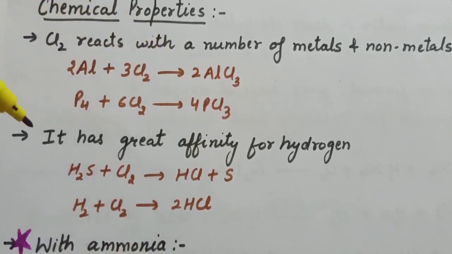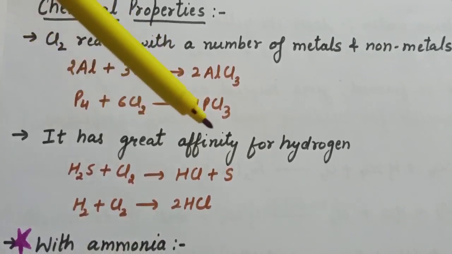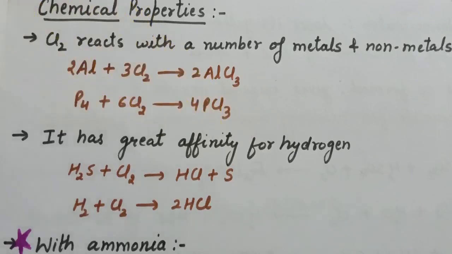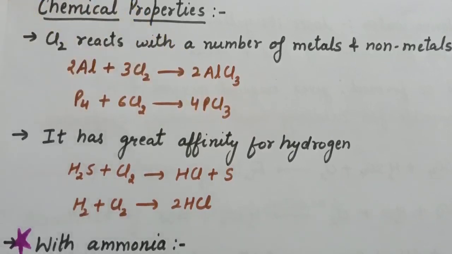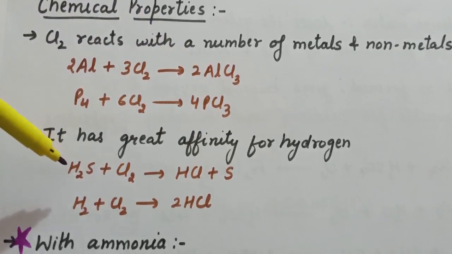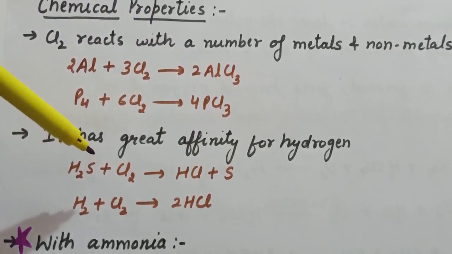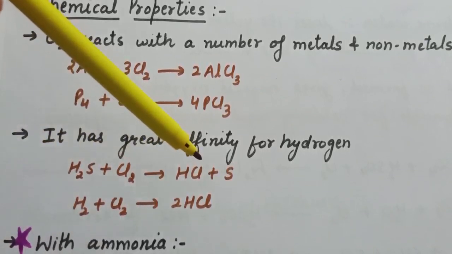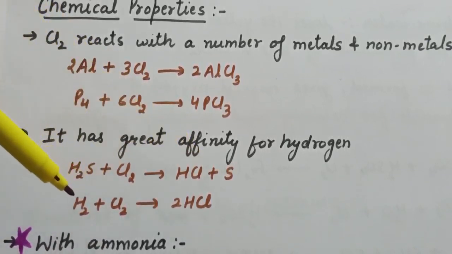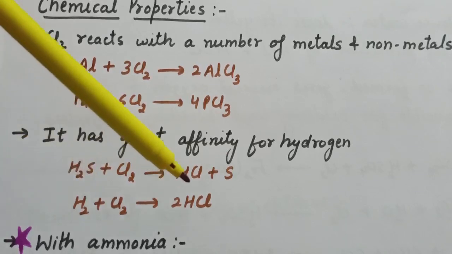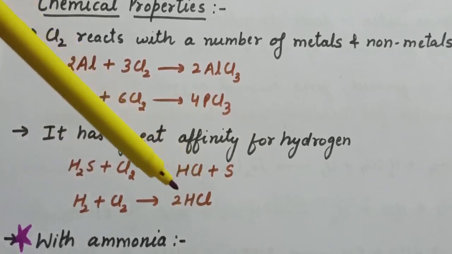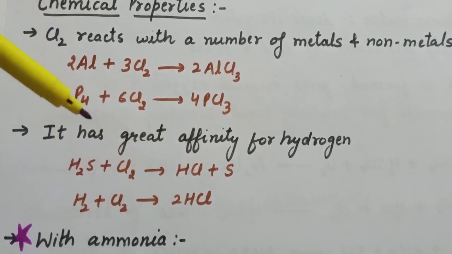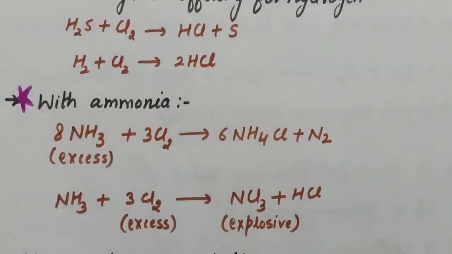Second property of chlorine is it has great affinity for hydrogen. That is, it reacts with compound containing hydrogen to form HCl. Here we have hydrogen sulfide. So when hydrogen sulfide reacts with chlorine, here HCl is formed. Also, when we treat hydrogen with chlorine, again we are getting hydrogen chloride. So this chlorine has great affinity for hydrogen.